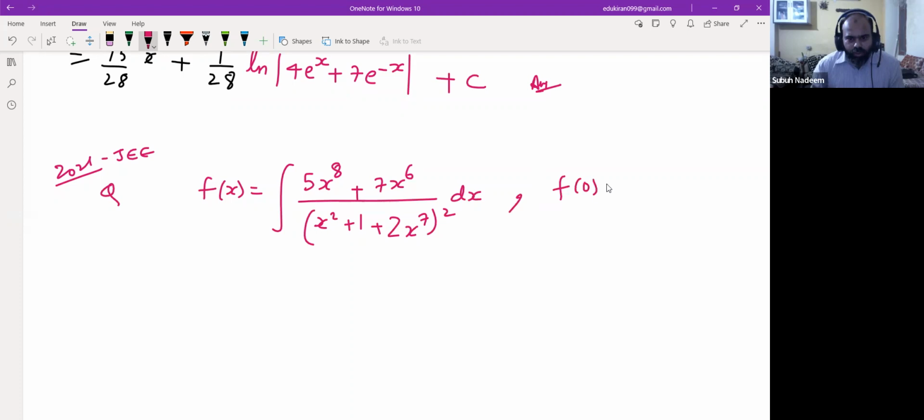F(0) will be equal to 0. F(1) is 1 by k. Then you have to find the value of k. So first you have to do the indefinite integration, then you will think about further. So just try this out.